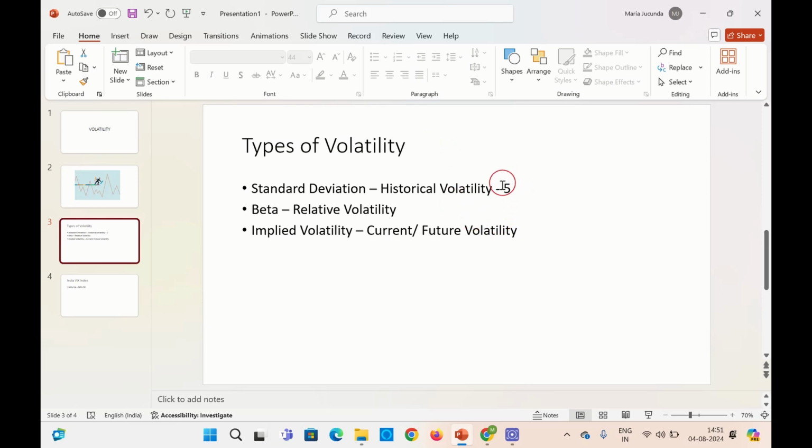So say for example, I've written 5 here. The standard deviation of a particular stock is 5. It simply means that the stock is 5 points away from its mean value. In the sense, 5 points could be in the positive or in the negative direction, plus or minus 5. So that is how I interpret my standard deviation, and there is no such thing as a good standard deviation or a bad standard deviation.